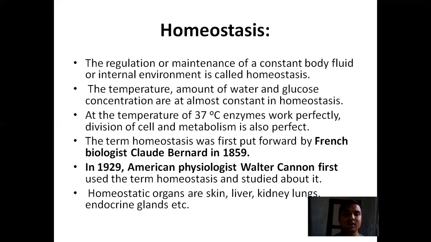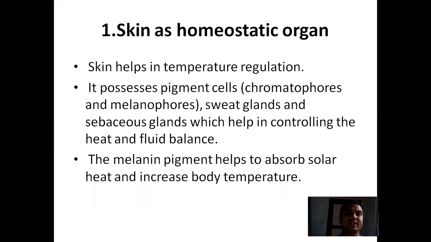Homeostatic organs are skin, liver, kidney, lungs, endocrine gland, etc. Skin as the homeostatic organ. Skin helps in temperature regulation. It possesses pigment cells, sweat glands, and sebaceous glands, which control heat and fluid balance. The melanin pigment helps to absorb solar heat and increase body temperature.